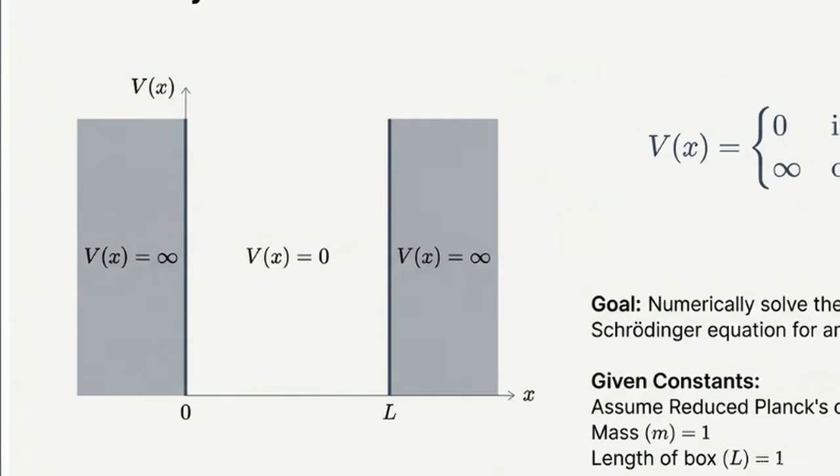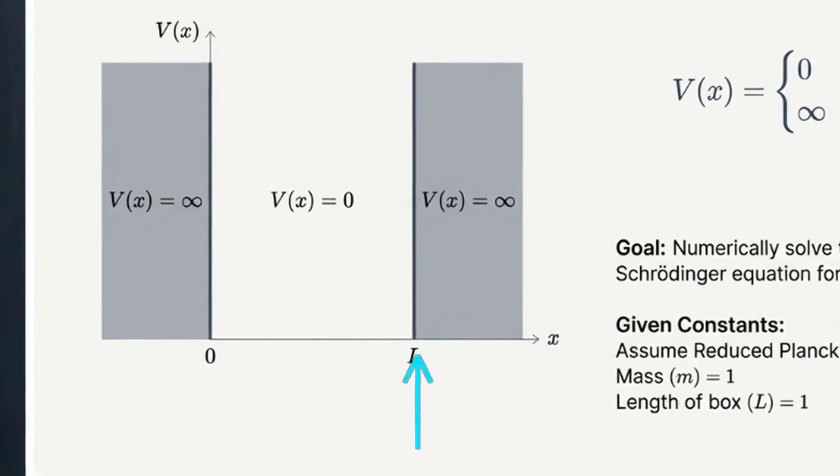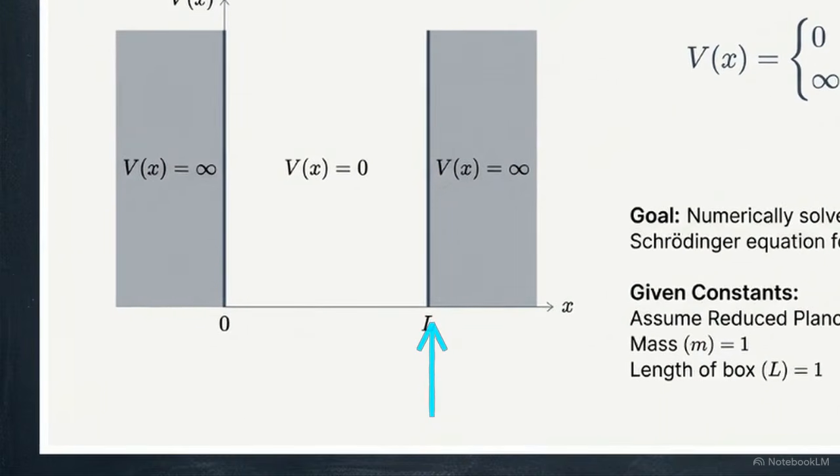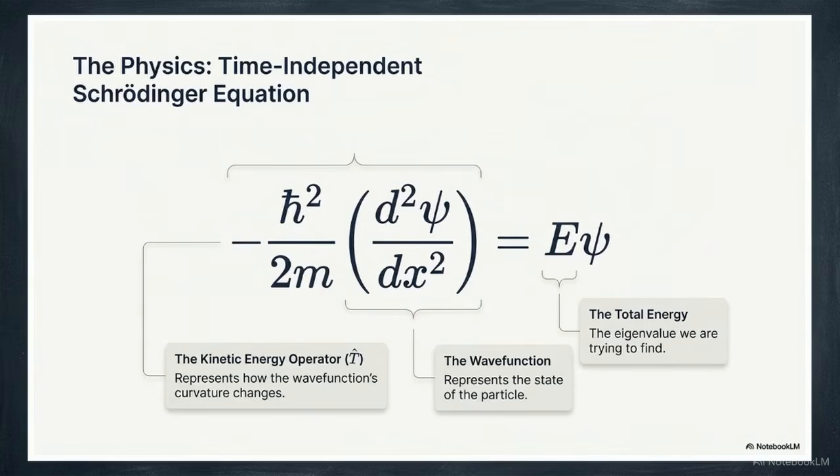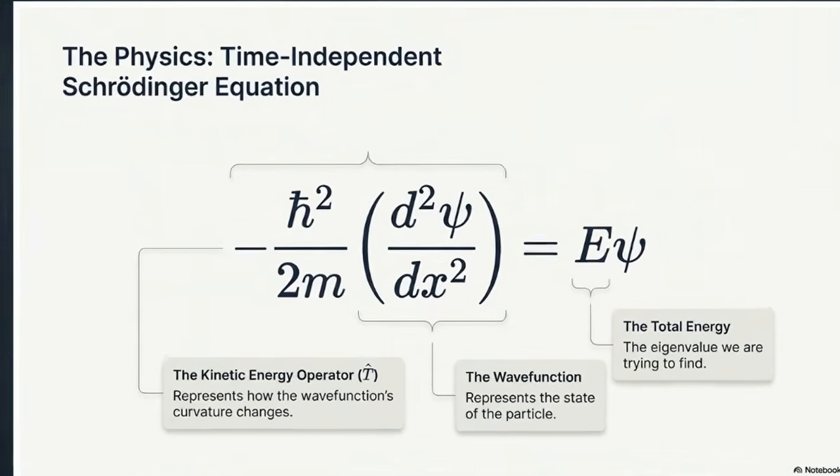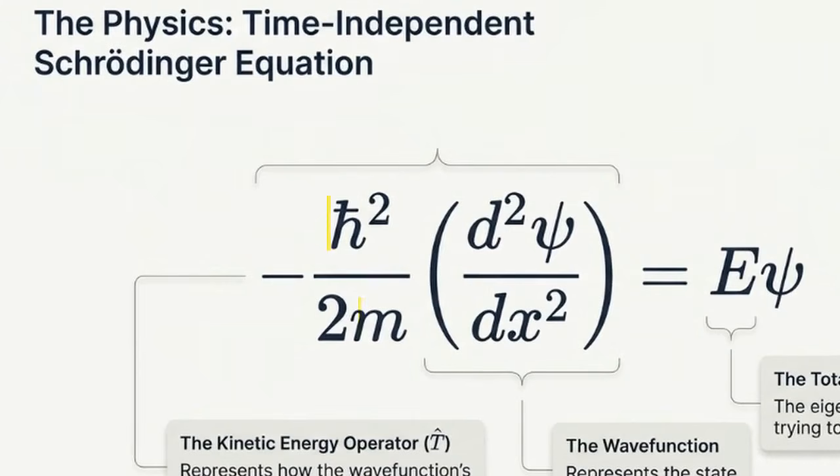This diagram outlines the environment, an infinite potential well where energy is zero inside a box of length L, but infinite at the walls. Because the particle cannot exist beyond these infinite walls, the mathematical wave function must be exactly zero at the boundaries. Inside the box, the time-independent Schrödinger equation governs the system. To simplify our code, we set reduced Planck's constant and the particle's mass to 1.